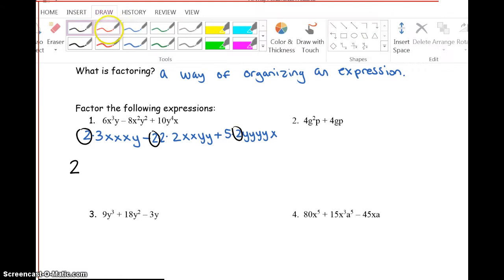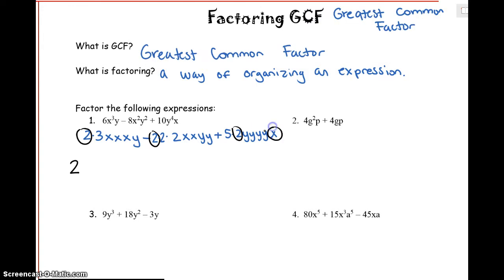Then I go ahead with the variables. Well, I know that I have 1 x here. That's the smallest number, so I can only take 1 out, because I can't ask for this one to give me 3 when it only has 1. So 1 x comes out. Then I look at the y's and I see that I have 1 y here, 1 y here, and 1 y here. And that's the greatest I can take out, so that's y. And everything else stays inside of the parentheses.